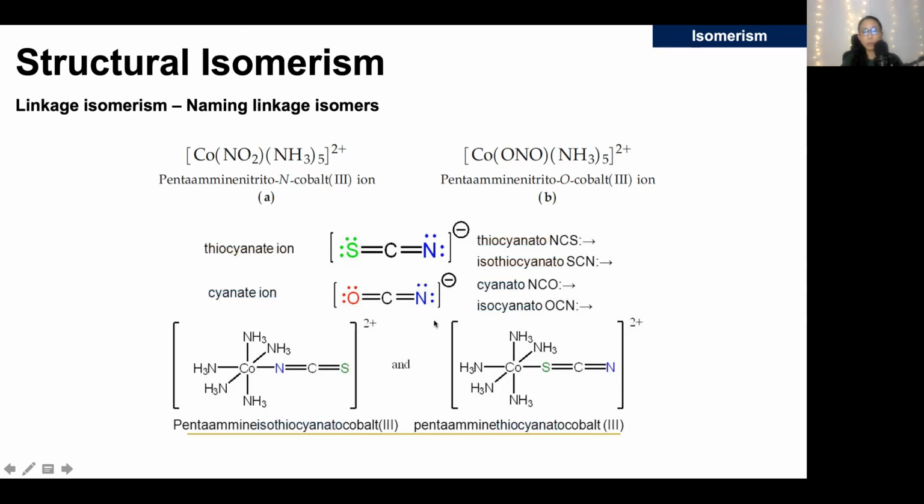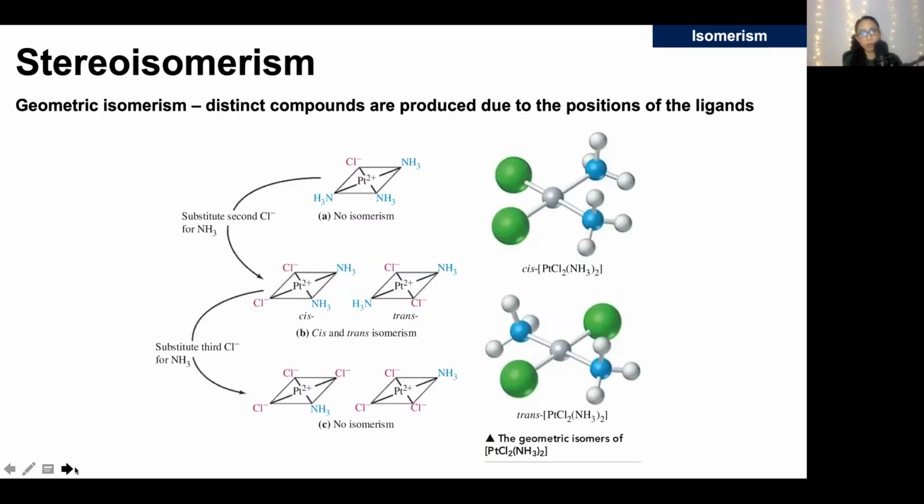So again, when we talk about structural isomers, it's the way your ligands are attached to your metal center. So they differ with how they attach to the metal center. That is different from stereoisomerism, because in stereoisomerism, the way your ligands attach are the same. It's just the orientation in three-dimensional space that differs. Okay, so we will discuss two types of stereoisomerism.